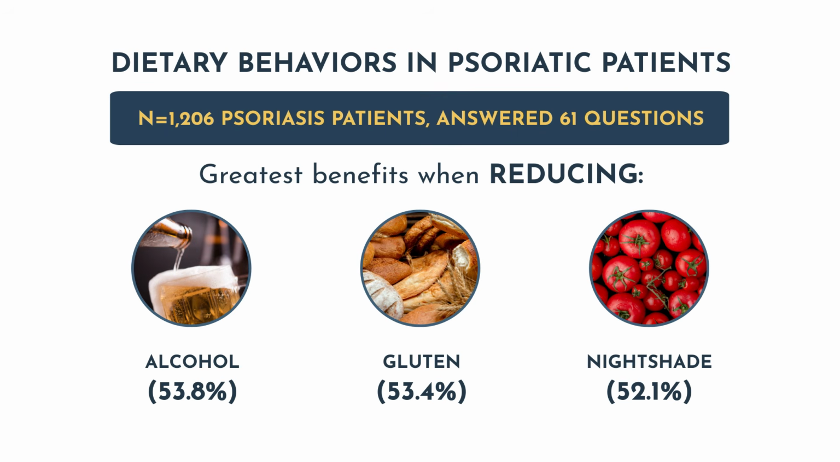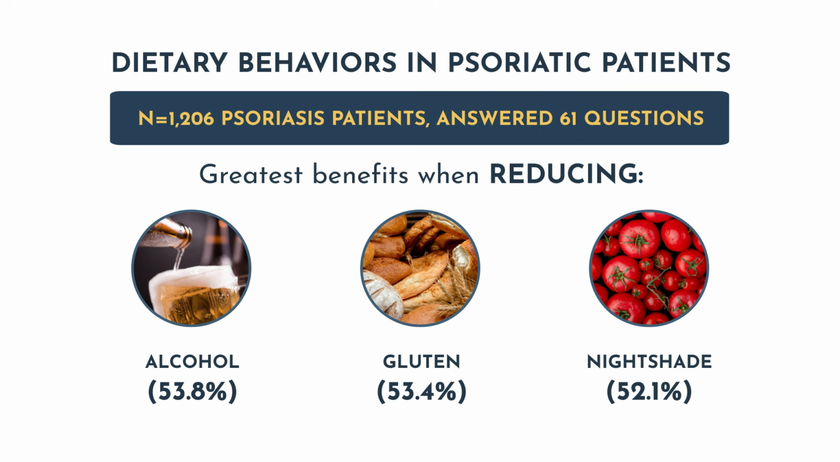So there's a study that asked psoriasis patients, over 1,200 of them, what benefited you the most in terms of cutting out certain foods in your diet? 50% of patients reported that cutting out alcohol helped. Well, it's 53.8%. 53.4% reported that cutting out gluten helped. And 52.1% reported cutting out nightshades helped. Well, they're all approximately 50%, right? So it's a little bit of a coin toss. So, what is going on?